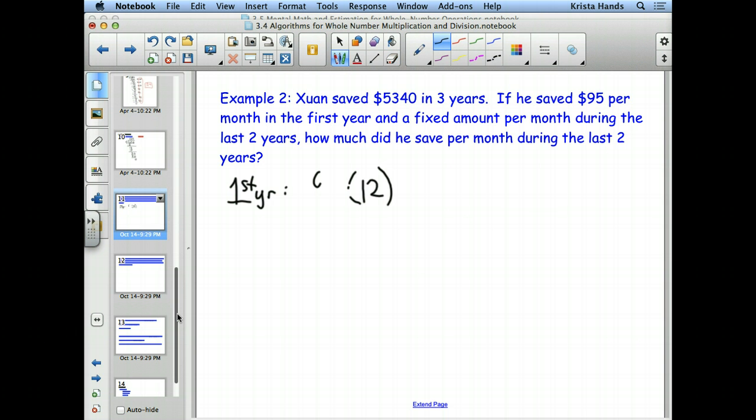All right, $95 per month, and there's 12 months in a year, so we've got 95 times 12. You can do 95 times 12 with all kinds of algorithms that you know, right? We've got 3 of them at your disposal. So I'm going to assume that you're going to use one of those 3 to do the problem, so we can continue through this particular problem. What would you get for that answer of 95 times 12?